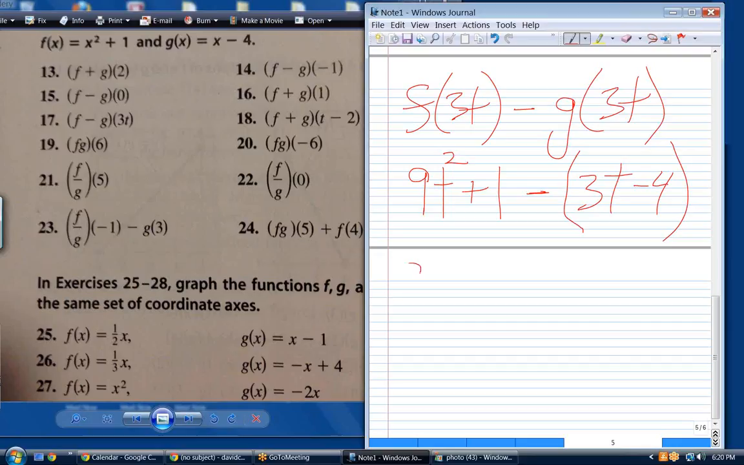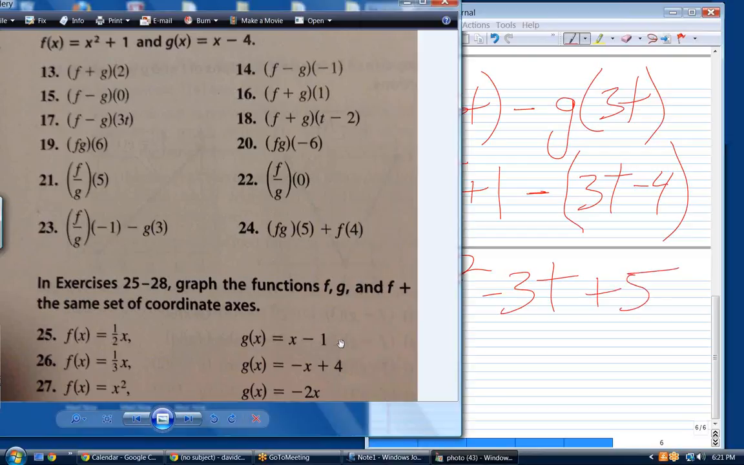So this becomes 9t squared. What's the rest of it? Minus 3t plus 5. Okay. All right.